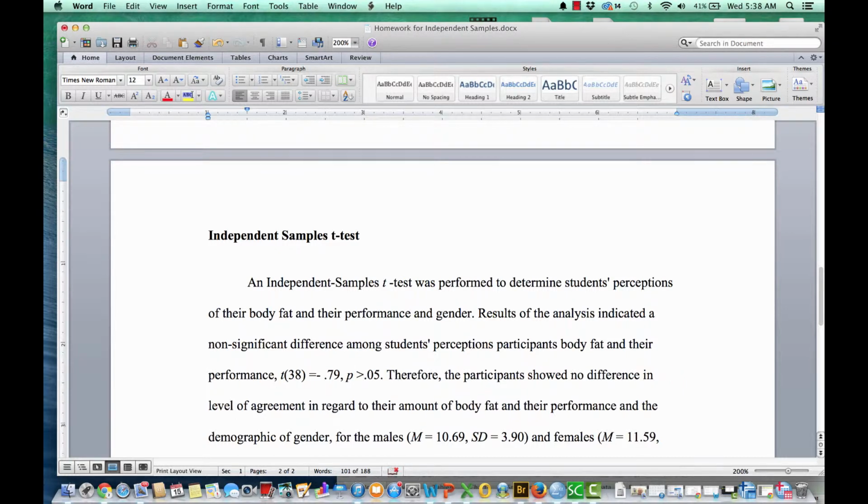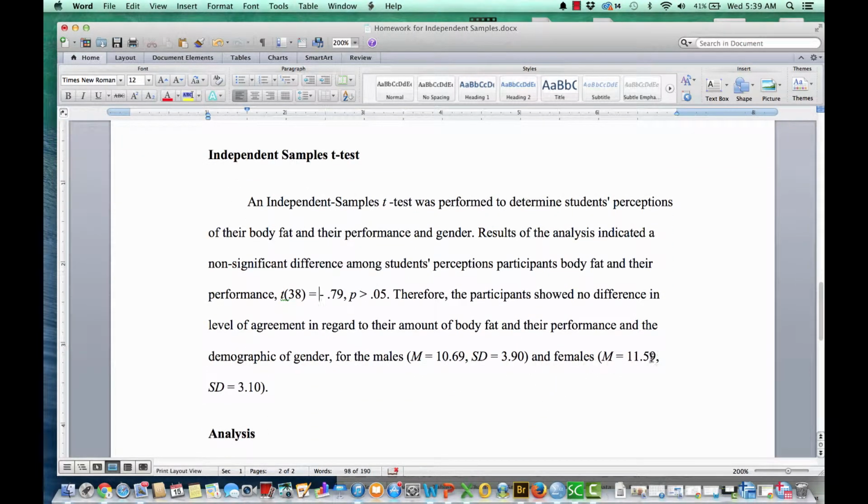Okay, you notice that there's spaces between all of the actual numbers here. Everything has a space except for the t. The t is italicized. It's against the df. Therefore, the participants showed no difference, and this is your therefore statement, which is your conclusion, showed no difference in the level of agreement in regard to the amount of body fat and their performance and the demographic of gender. And then for the males, mean, italicized, big M, space equals space 10.69, and the standard deviation was 3.90. And females, mean, here's the mean and the standard deviation.